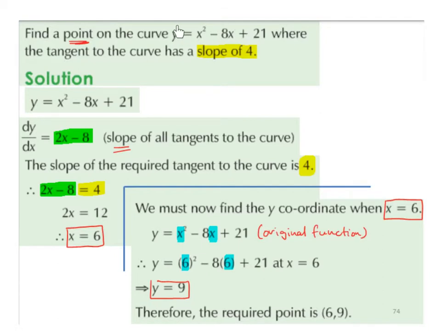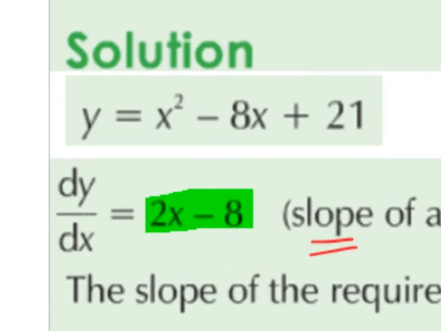So we take our curve y equals x squared minus 8x plus 21 and we differentiate it, because when we differentiate it, we're going to get the slope of all tangents to the curve. So the rule is we bring down the power in front and we reduce the power by 1. So we have x squared, so the 2 comes down in front, we get 2x, and 2 minus 1 is 1. So we get 2x to the power 1, which is just 2x.